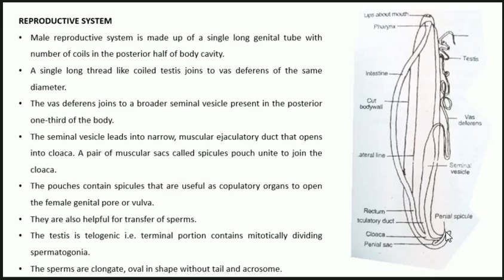Okay, so the testis is telogenic, that is, the terminal portion contains mitotically dividing spermatogonia. So where exactly do the mitotically dividing spermatogonia occur? They are present at this position. This whole portion is the testis, then from here the vasa deferens, which travels to the seminal vesicle, and then at the end the cloaca. So this is the male reproductive system.